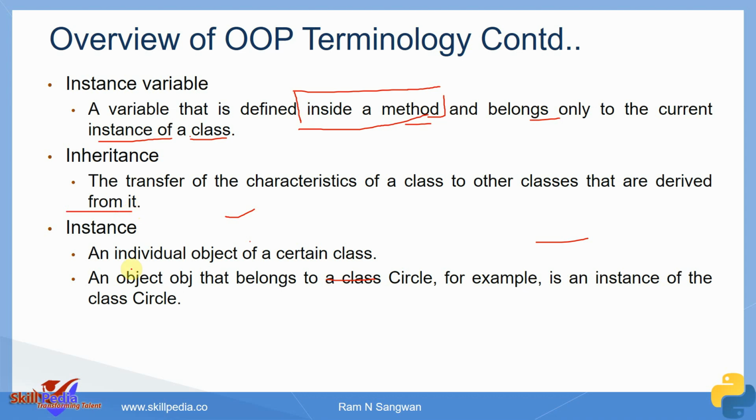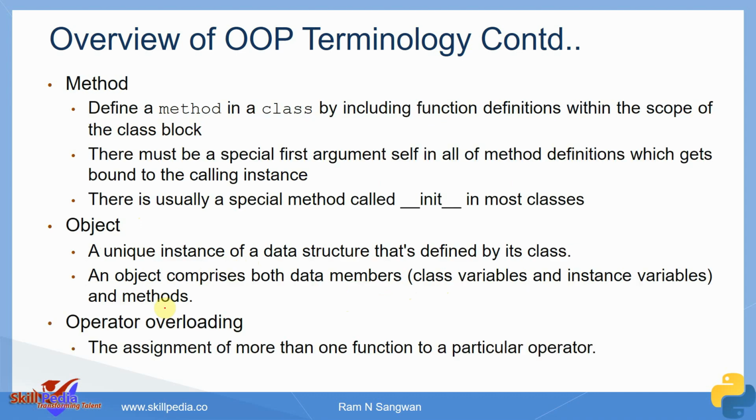An instance is an individual object of a certain class. An object, obj, that belongs to a class. Circle, for example, is an instance of the class circle. Method, as I said, what is a method? It is a function. Define a method in a class by including function definitions within the scope of the class block.